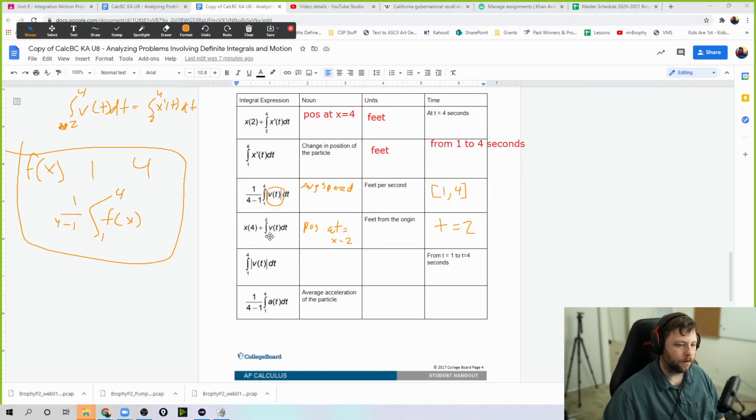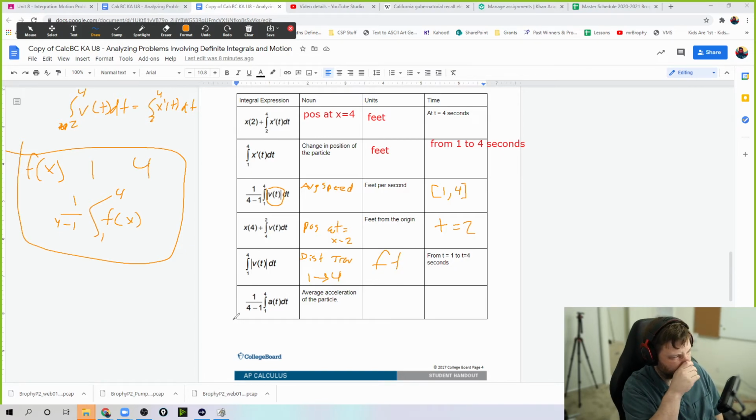So let's do position at x equals 10. This next one, we just did kind of up here. This is the integral of speed, right? And this gives you your distance traveled. So this is going to be distance traveled from 1 to 4 seconds. Your distance, position, this is going to be feet, and from 1 to 4 seconds.